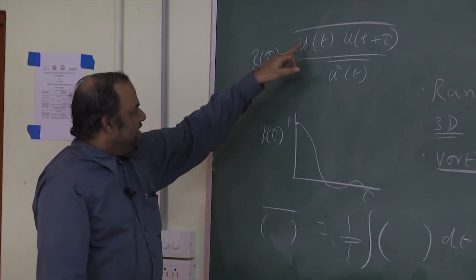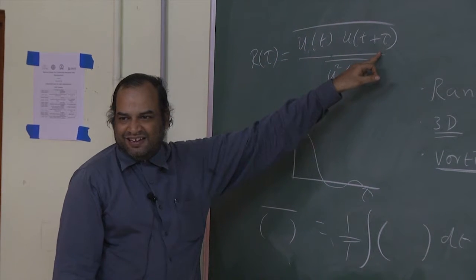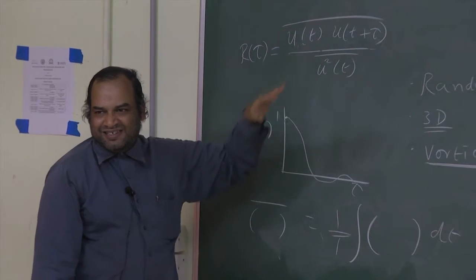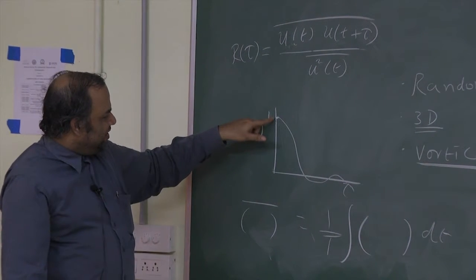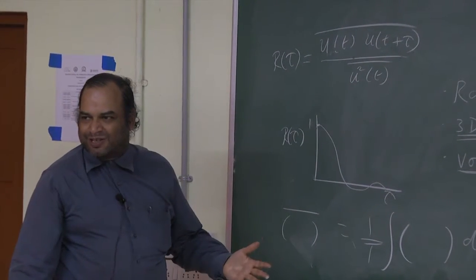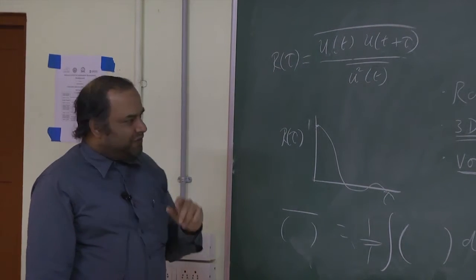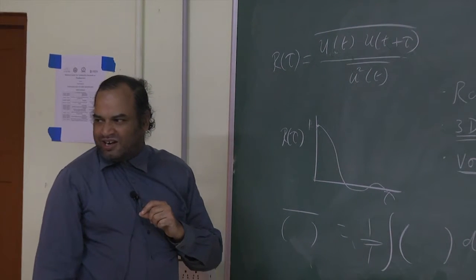What this says is, if this is the present, this is the future which is tau away from the present, how well it's connected in an average sense. What it says is, the present is connected to itself completely. That's no surprise because if we make tau equals 0, you're comparing the same signal. But with the future, how well is it correlated?